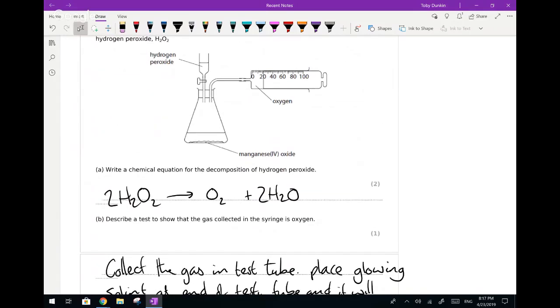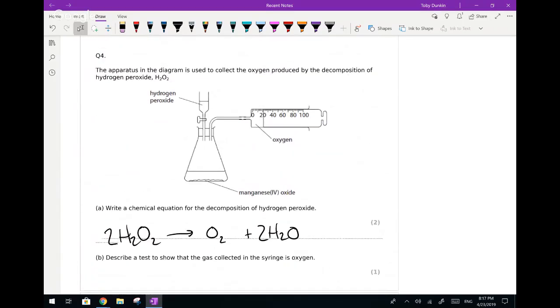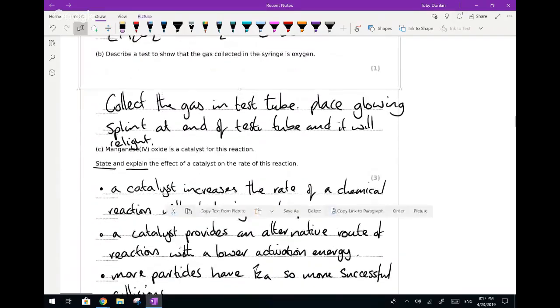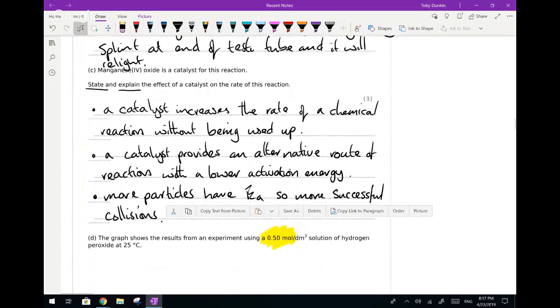Next, write a chemical equation for the decomposition of hydrogen peroxide. H2O2 goes to oxygen and water. And don't forget to balance, year 11. Describe the test to show that the gas in the syringe is oxygen. Place a glowing splint near the end and it will relight. Manganese(IV) oxide is a catalyst. State and explain the effect of the catalyst.